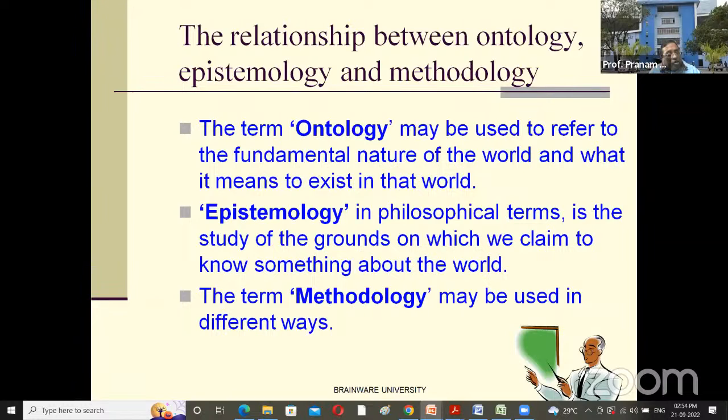After considering the textbooks, that is ontology, after considering the research articles, that is epistemology, now I will be confident about how to deal with the methodology.